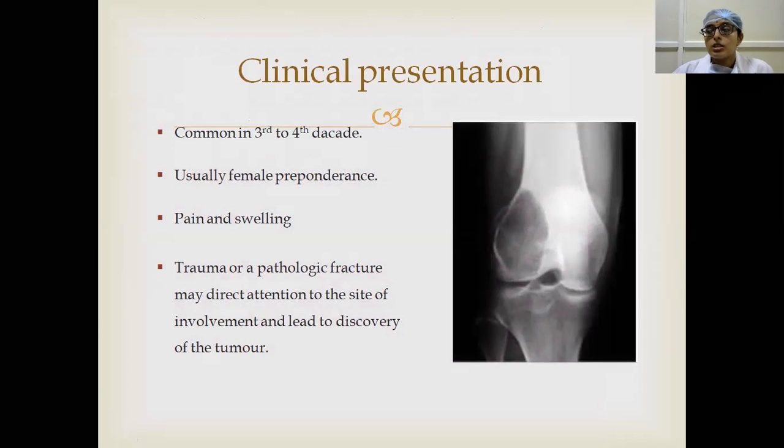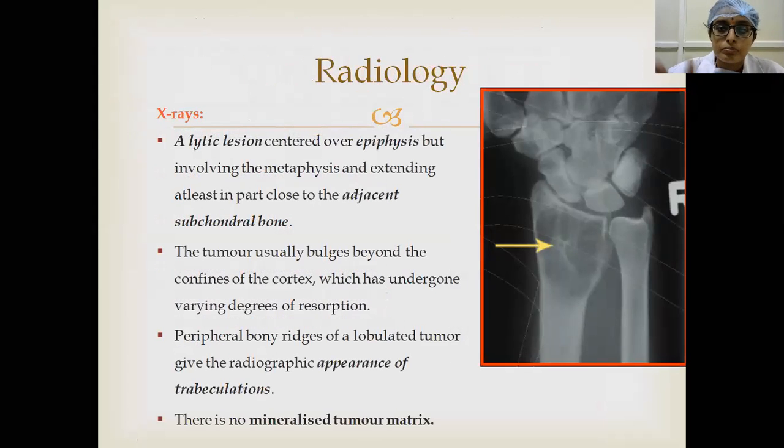And coming to the clinical presentation, it is usually seen in the third to fourth decades, most commonly in females. This is one of the benign bone tumors which has female preponderance. Another one is fibrous dysplasia, which we are going to see in the next few slides. Usually the patient presents with pain and swelling. Sometimes they may directly present with a trauma or pathological fracture, which may direct our attention to the site and lead to the discovery of the tumor.